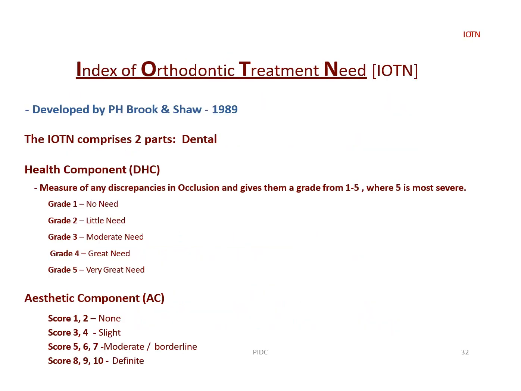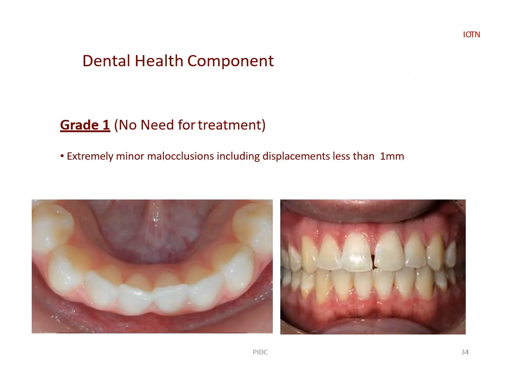Just a brief history, it was developed by Brook and Shaw in the year 1989. It comprises a health component and an aesthetic component. This is the classification. I want you all to read through it, whereas I'll be going into detail in the next slide. Listen very carefully here. Under the dental health component, grade 1 means no need for treatment. That means the malocclusions are very minor and displacement or anything is less than 1 mm. So there is not very much need for orthodontic treatment.